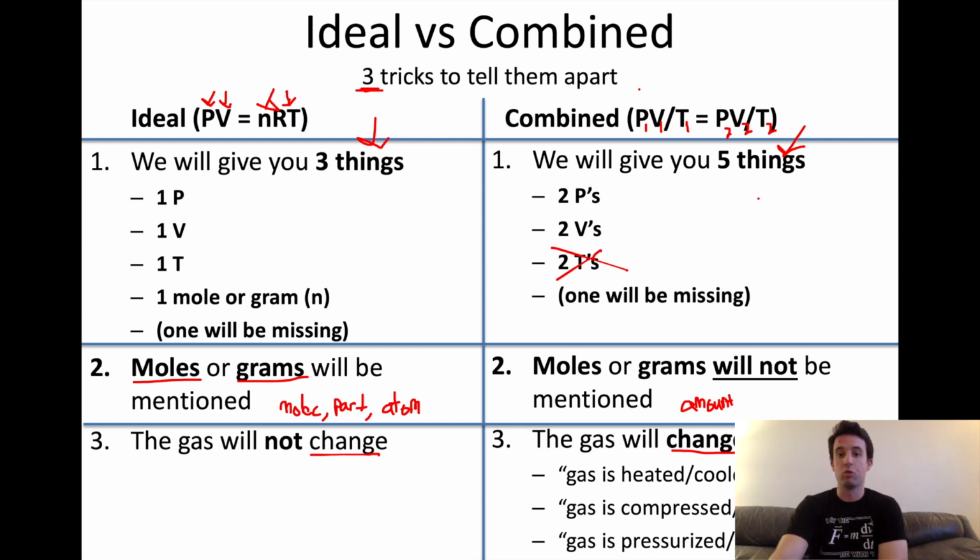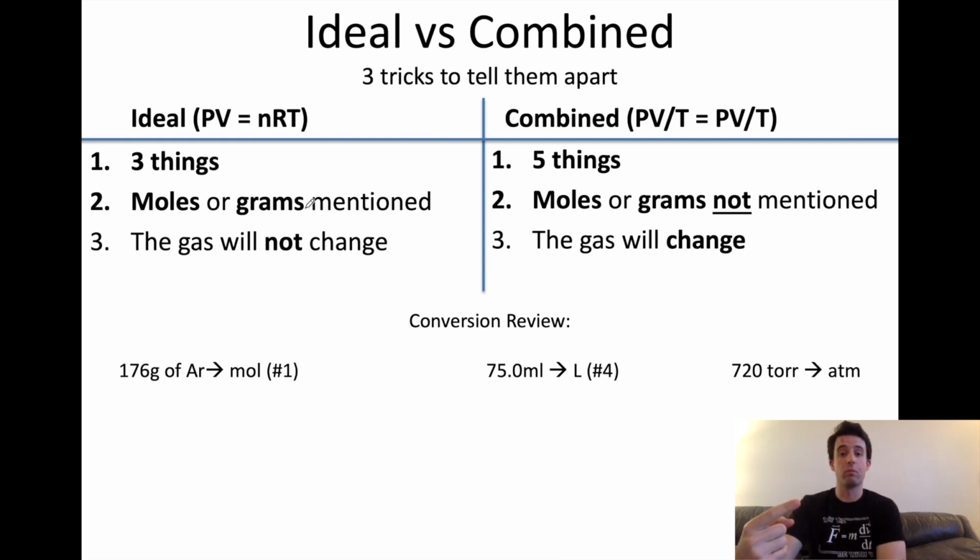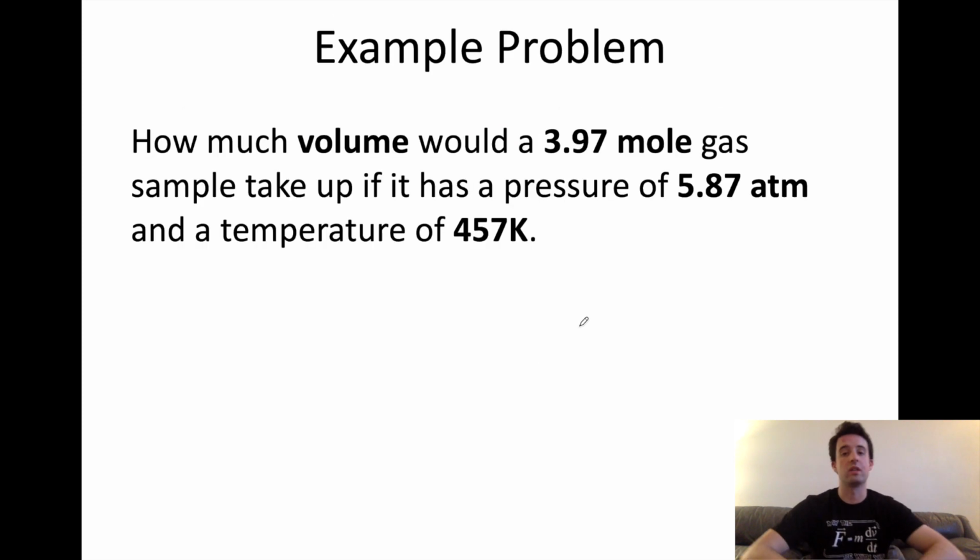So, 3 things versus 5 things, that's rule number 1. Moles mentioned or not mentioned, that's rule number 2. And the gas is changing or the gas is not changing, that's rule number 3. Let's get into an example problem. This example problem, I want you to take a moment and try this out on your own. And while you're doing that, I'm going to draw you a picture on this screen.